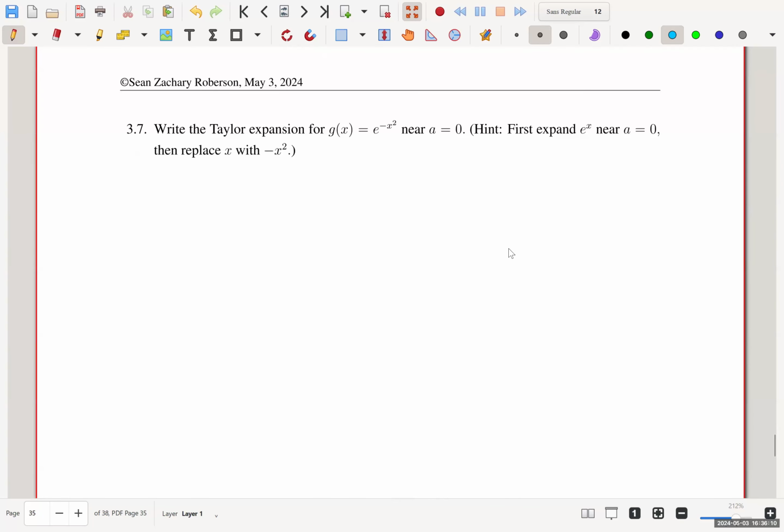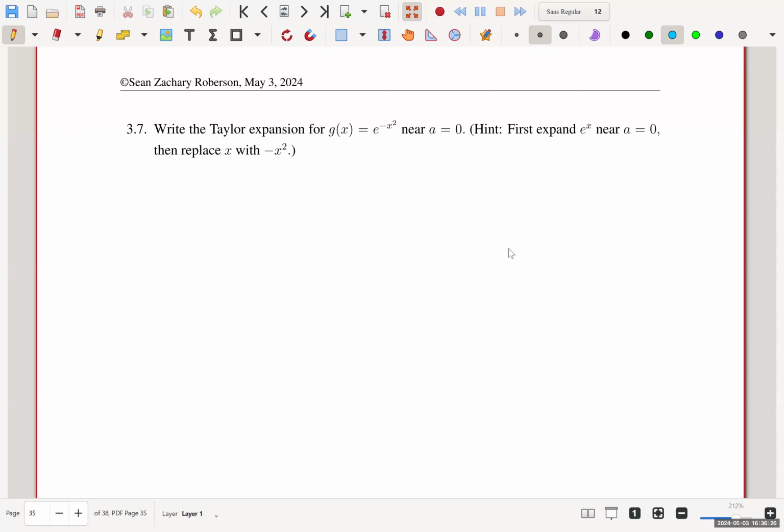Okay, I want to show you a couple of Taylor series. Well, I would rather show you one Taylor series example, because then this helps you for all. Okay, I want to expand this function g: e to the minus x squared.